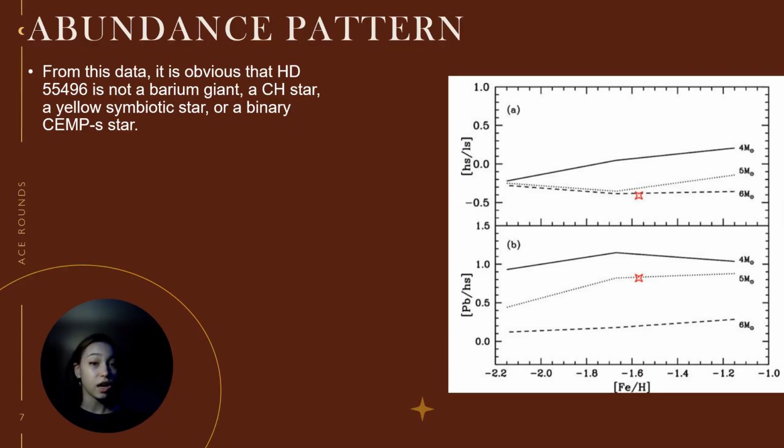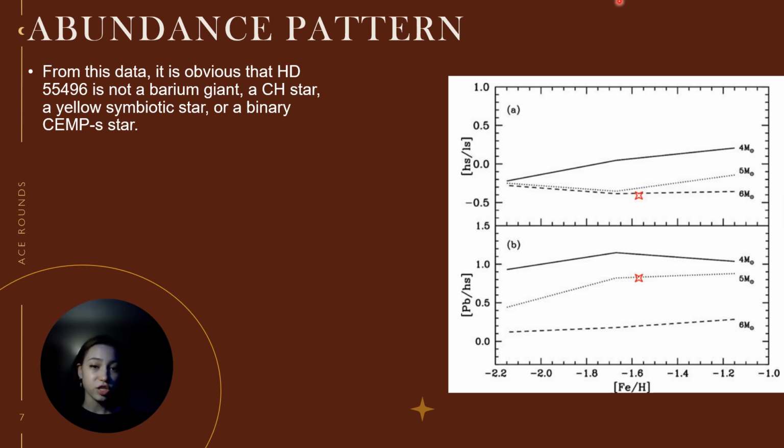From this data, it's obvious that our star is not a barium giant, a carbon-hydrogen star, a yellow symbiotic star, or a binary CEMP-S star. The next place to check was among the AGB models for low metallicity. In the figure, the position of the star is shown as a red star in both diagrams. Heavy-to-light S-process elements and lead-to-heavy element versus iron-hydrogen abundance is shown in our diagrams, as seen.